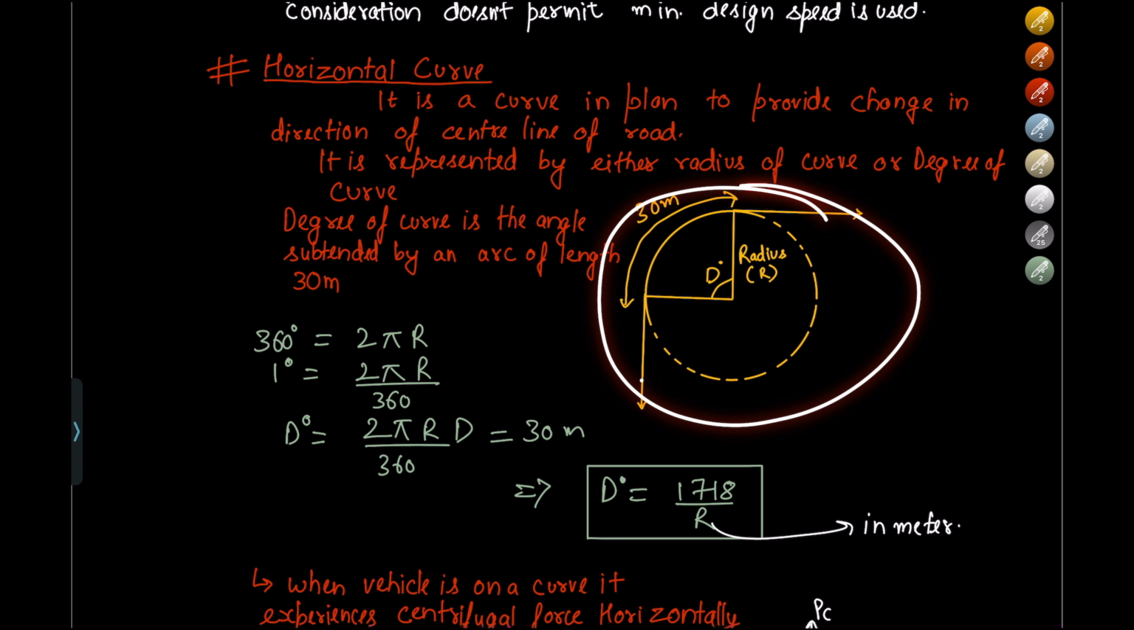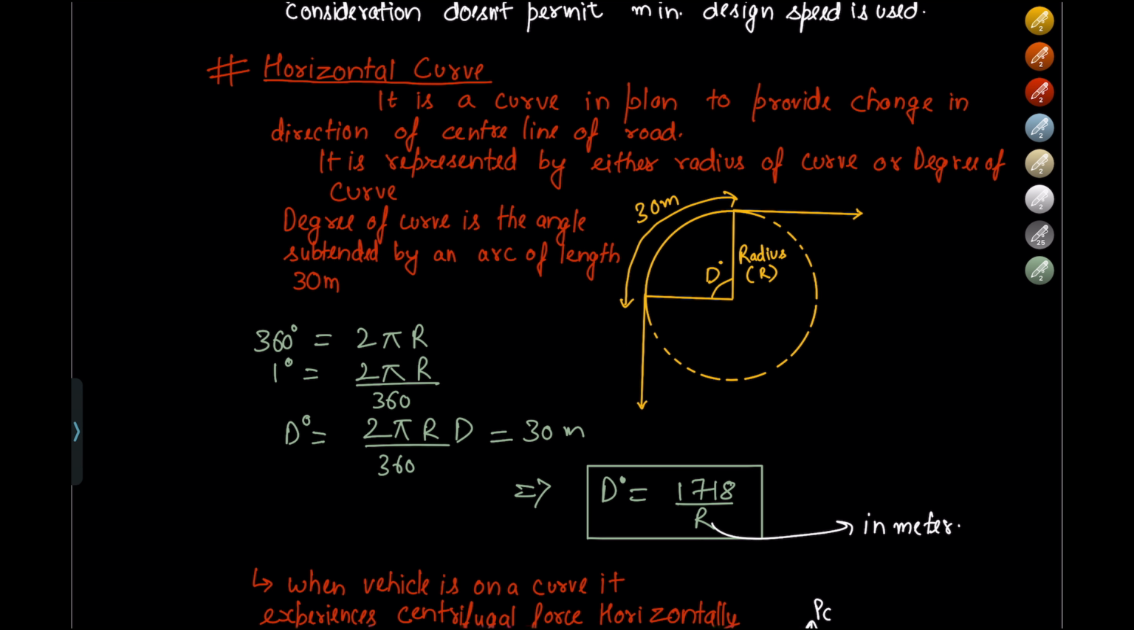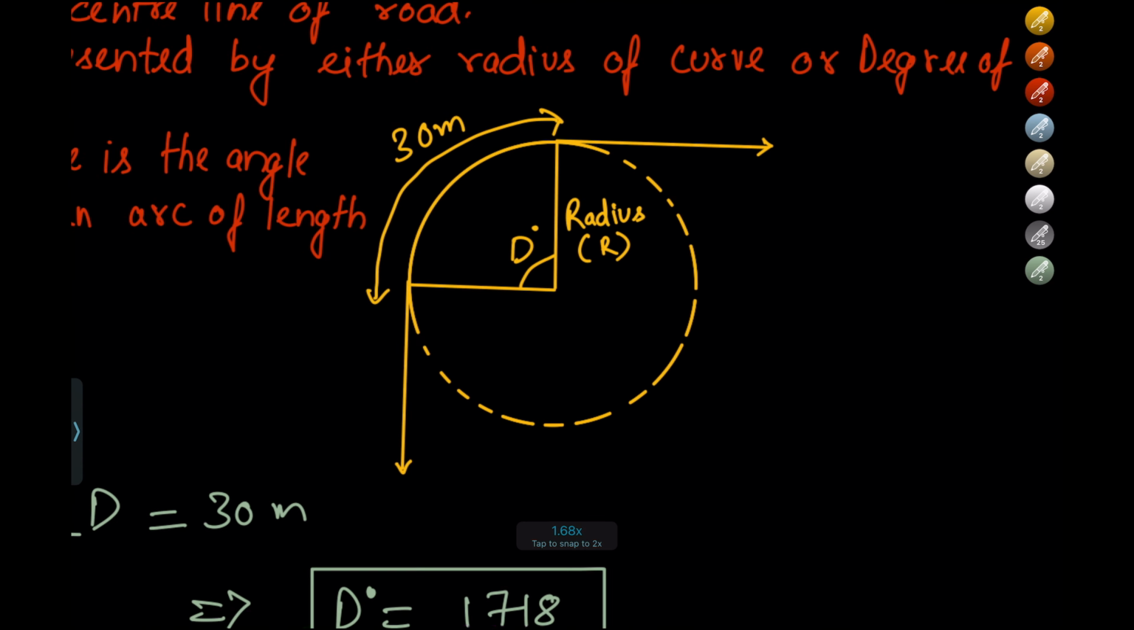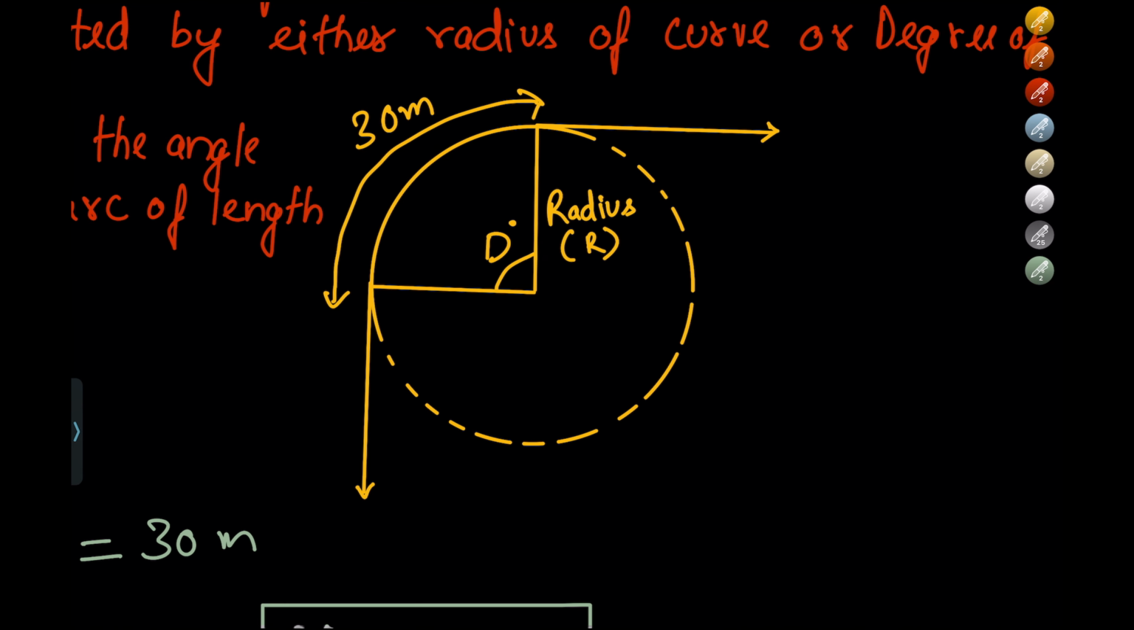This road is represented by this yellow portion of the road. This is the movement of the vehicle. This is the direction, or this is the center line of the road that is changing its direction. Since there would be some obstruction here, the road needs to change its direction, and hence the curve is provided. Two defining aspects of the curve are, one is radius of curve and next is degree of the curve.